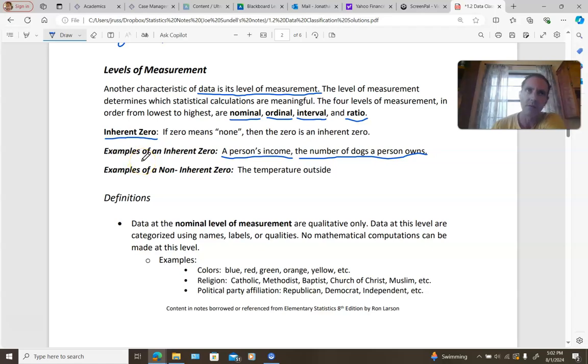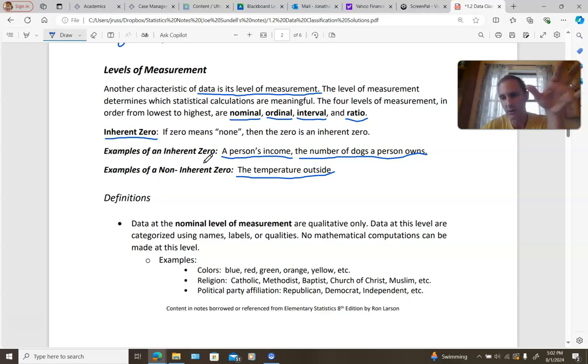One that tends to be confusing for students is temperature. Temperature does not have an inherent 0. It can have a 0 in it, but that 0 is not inherent. So you may be thinking, oh, well, why not? And the reason is because you have to think about what temperature measures. Temperature is a measure of heat.